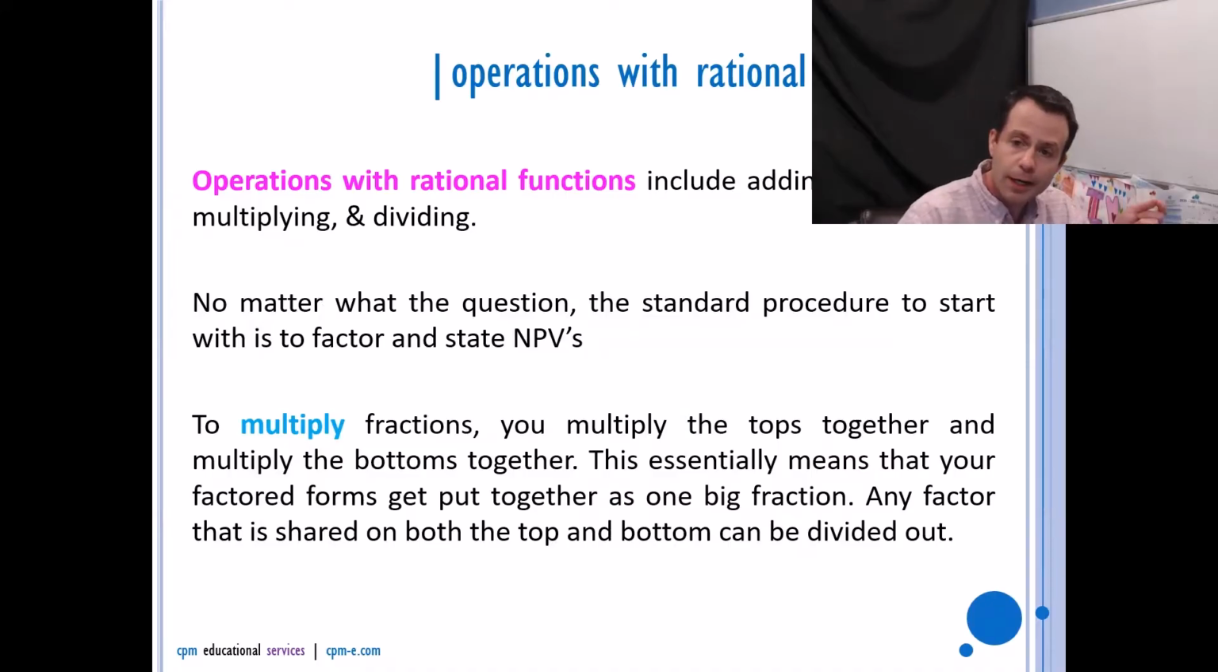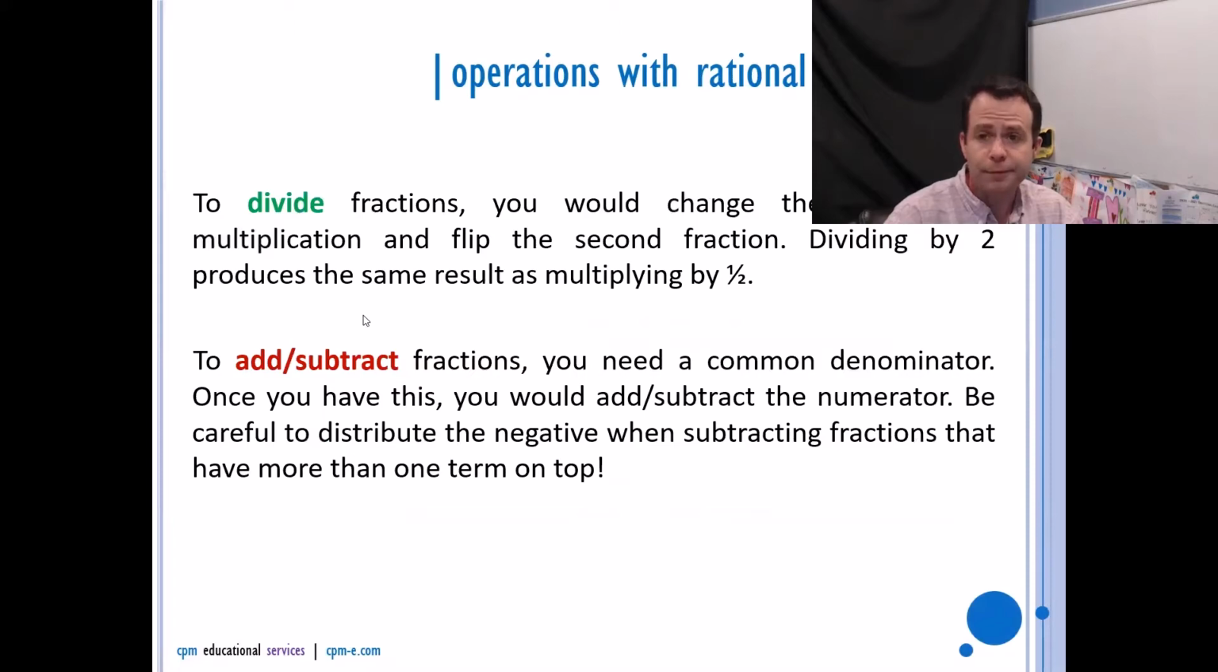To multiply fractions, you multiply the tops together and then multiply the bottoms together, okay? This essentially means that your factored form gets put together as one big fraction. Then any factor that's on the top will divide out with any factor that's on the bottom, if they're the same, okay? To divide fractions, you change the division to multiplication and then flip the second fraction, okay? And I'm going to show you examples of this as we go.